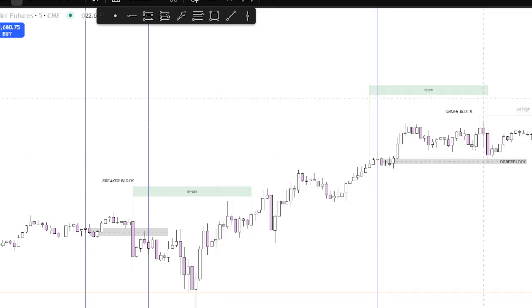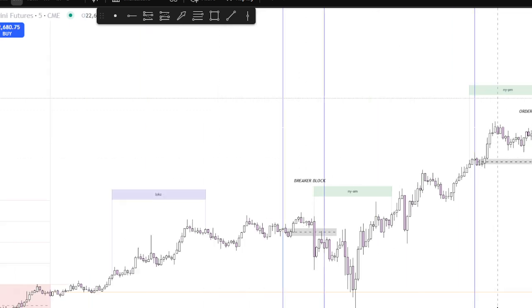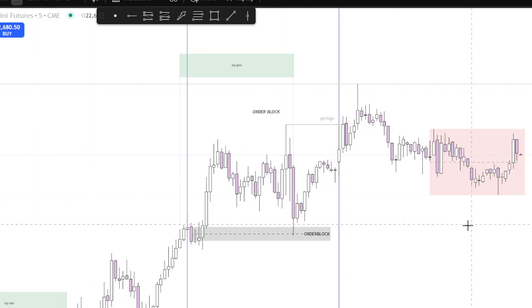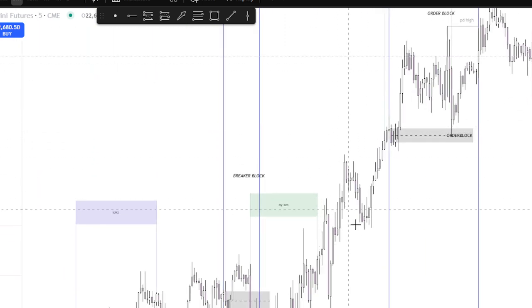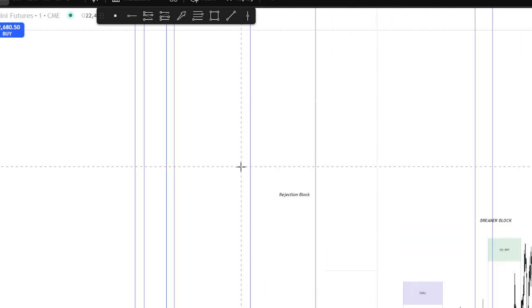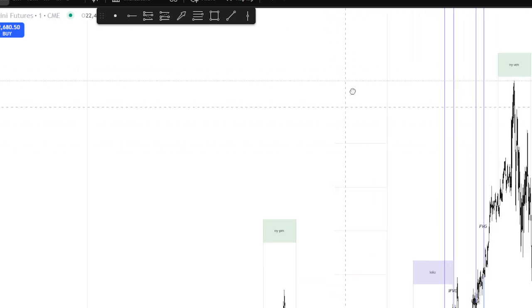Hello, I'll be going over PD arrays in today's video and how you can use them. For our first two, we're going to go from simplest to most difficult. For our first one, it's going to be a fair value gap.